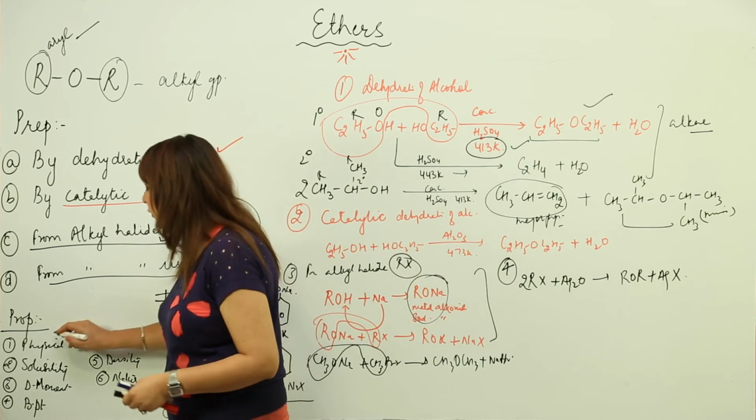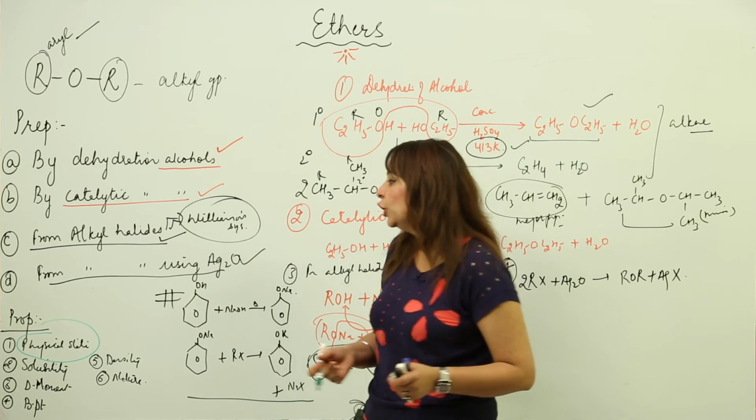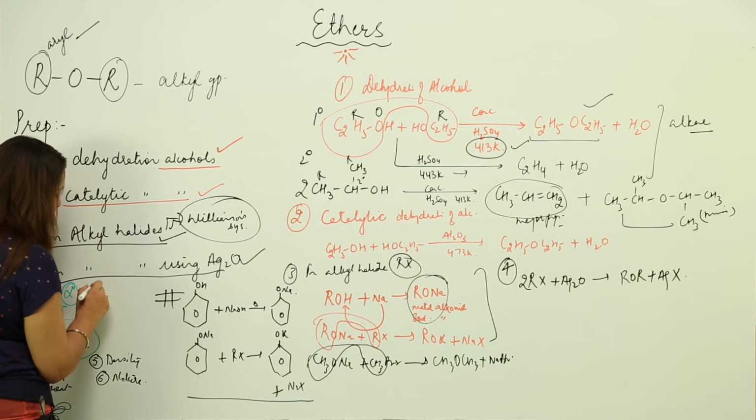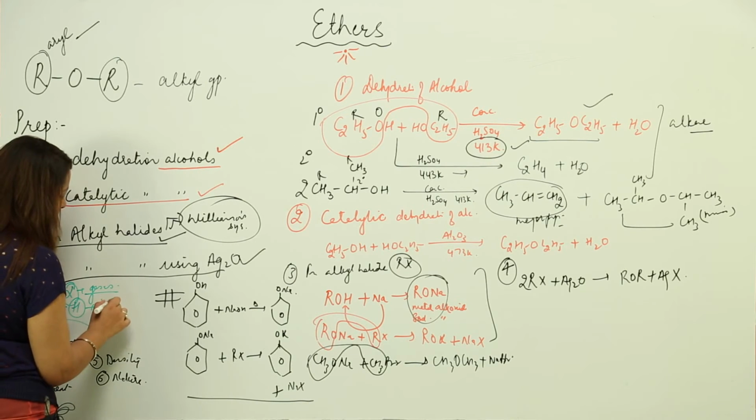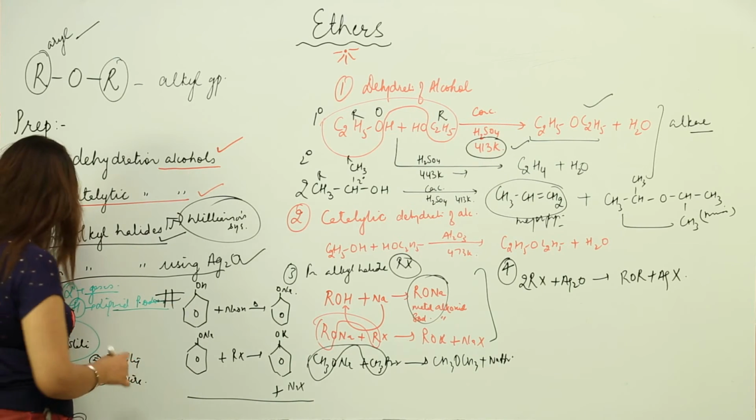Now if we talk about the physical state first, how ether actually exists. The lower members are generally gases, and the higher members are liquids with a pleasant odor. This is how they exist.